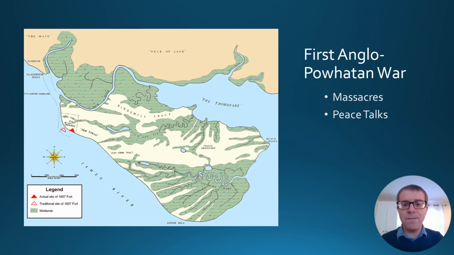And eventually, both sides come to the negotiating table, and the Powhatan Confederacy and the English sit down and agree to peace talks. And as part of these peace talks, Powhatan marries off his daughter, Pocahontas, to a man by the name of John Rolfe. And this is actually a diplomatic marriage that is meant to sort of settle these conflicts between the Powhatan Confederacy and the English.